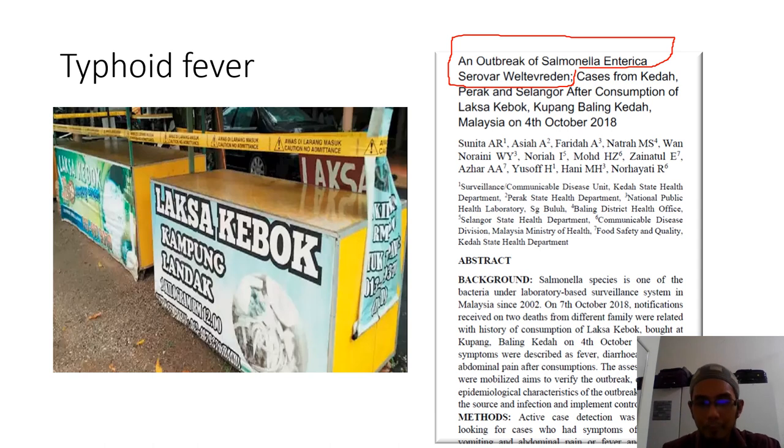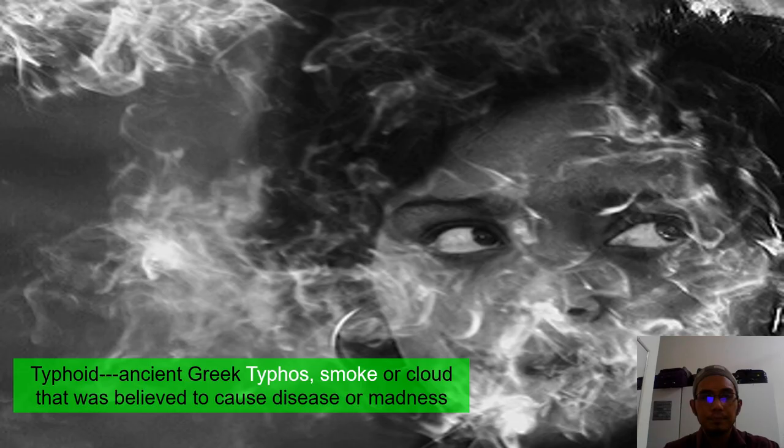What happened here? What happened that led to the death of these persons? They investigated the area, closed the area, did cleaning and enforcement, and checked the steps of the preparation. They found out that the food poisoning was due to the laksa itself: the preparation, as well as the ingredients, were contaminated with Salmonella. So that's what happened here.